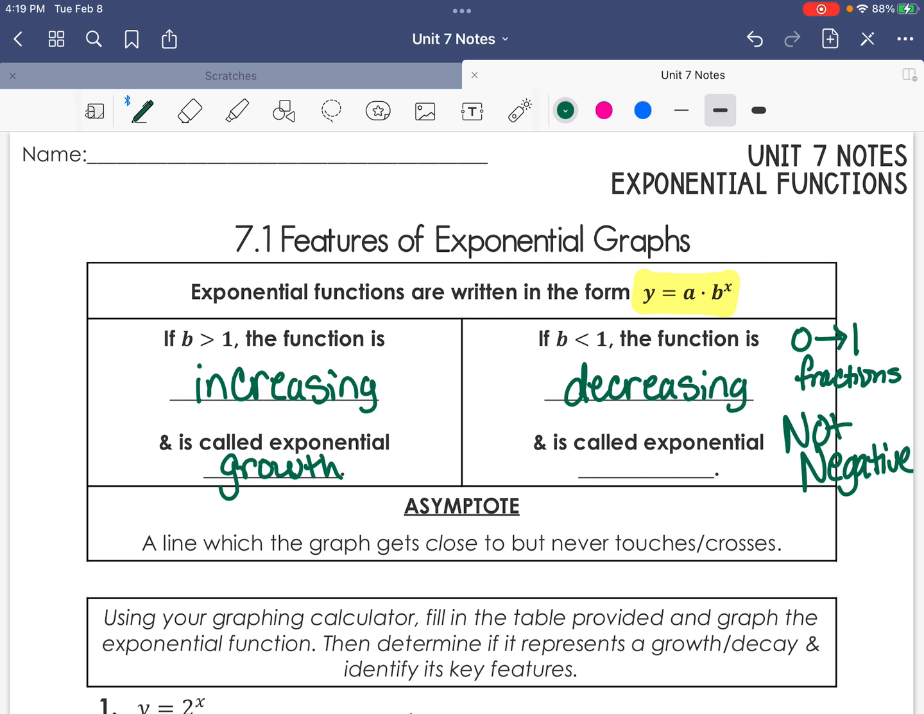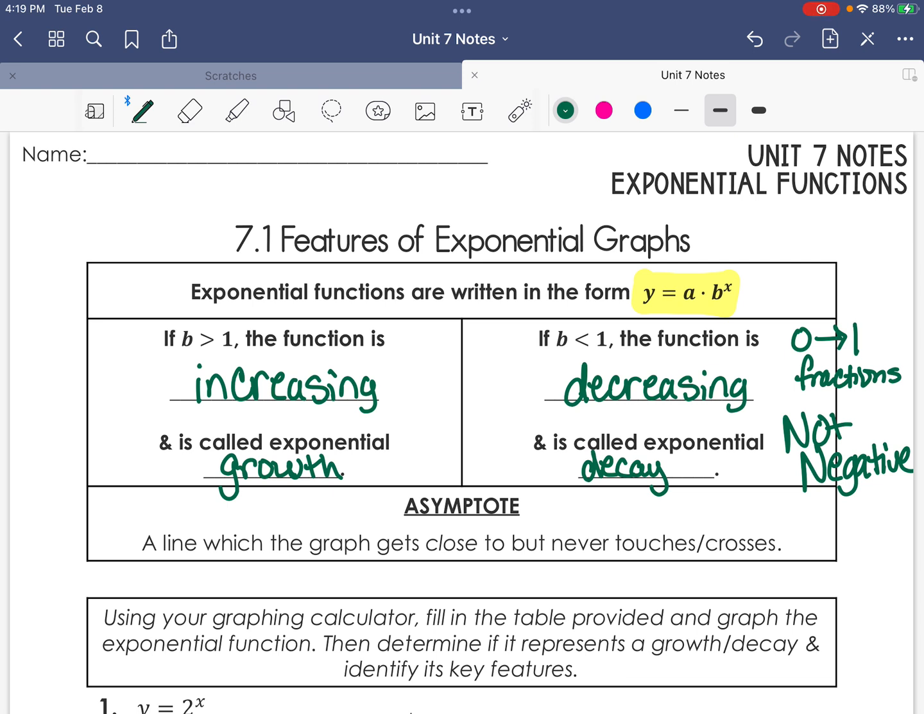And when they are decreasing, this is called exponential decay. And so there's lots of examples in the real world of exponential growth and decay. When you're talking about viruses, you're talking about exponential growth. When you're talking about, like, if you buy a car, as soon as you buy the car, the value starts going down. So that would be exponential decay.